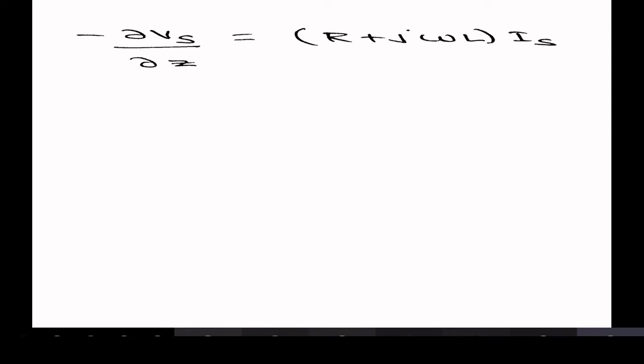Now we will take this equation. This is the voltage equation in terms of current. Now differentiate this equation on both sides with respect to Z. So what will we get if we differentiate with respect to Z on both sides? This already has one differentiation.